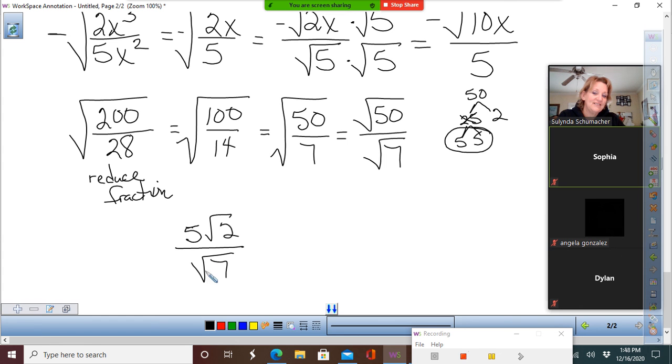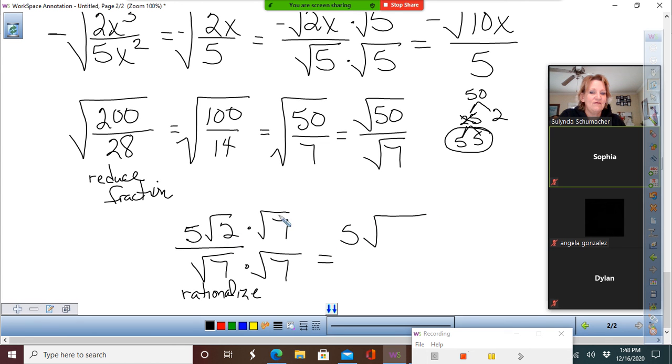Now, I still have a square root, so this is where I'm going to rationalize. So I multiply by that square root, whatever that square root is. Whatever I do to the bottom, I have to do to the top. On the top, when I multiply these together, technically you're multiplying the coefficients in front of the radical first, so 5 times 1 is 5. And then you multiply inside the radical, 2 times 7 is 14. On the bottom, square root of 7 times the square root of 7 is just 7. So this is your final answer.